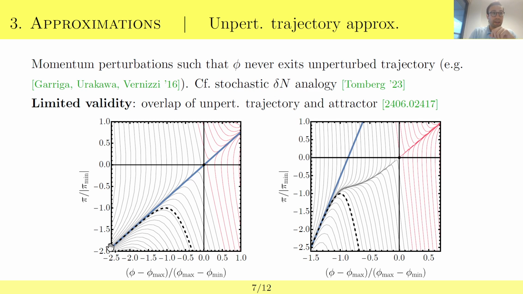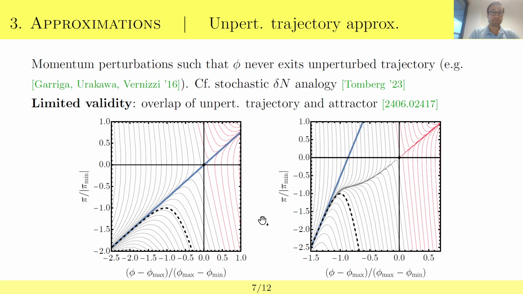So for instance, instead of having a large perturbation that brings the field here, it would bring it down here, and then the field would evolve from here onwards. Just by looking at the phase space, we see that this approximation will be a good approximation as long as the unperturbed trajectory and the blue line coincide. So around here for this model and here for this model, but it will eventually fail.